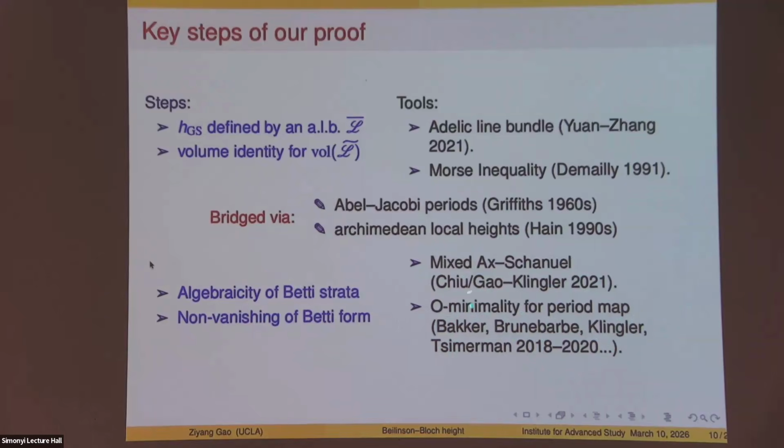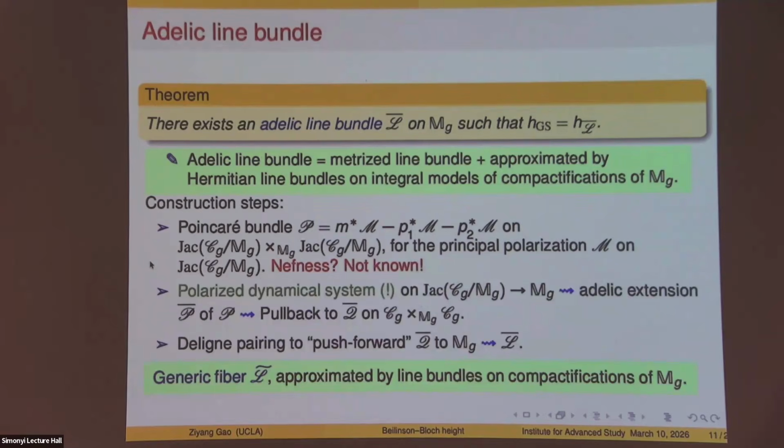And in this case, we also need to use some super version of Ax-Schanuel, this functional transcendence result. For this, we use the result of Chu and an independent proof by Klingler and myself. So these are the key ingredients, and the links between them are works of Griffiths and works of Hain, and the canonical local heights. Okay. So let me start with the adelic line bundle.